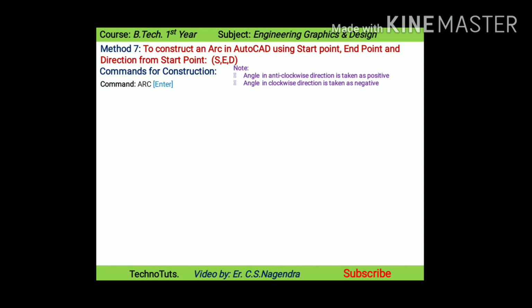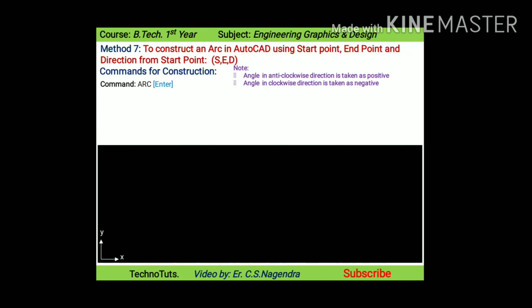So at the command prompt, type arc and press enter key. You will see the viewport get activated on the screen. Now the computer will ask you to specify the center or start point. You have to just enter the coordinates of the start point, say point P1 having coordinates x1, y1, and press enter key. You will see point P1 visible on the screen.